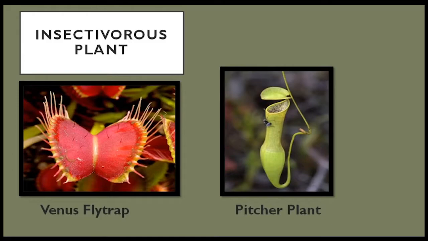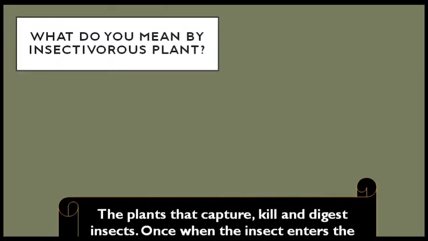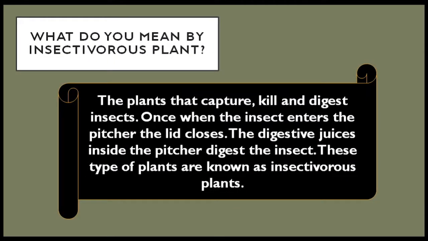Now, look at these two pictures. The first one is Venus flytrap and the second one is the pitcher plant. These plants are known as insectivorous plants. So, what is the meaning of insectivorous plants? The plants that capture, kill and digest insects. Once the insect enters the pitcher, the lid closes. The digestive juices inside the pitcher digest the insect. So these types of plants are known as insectivorous plants.